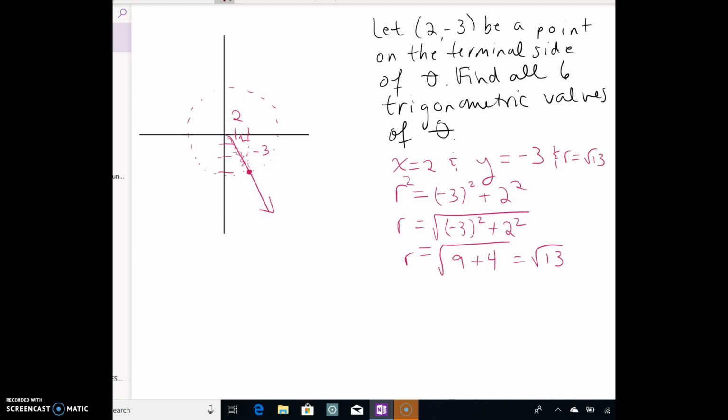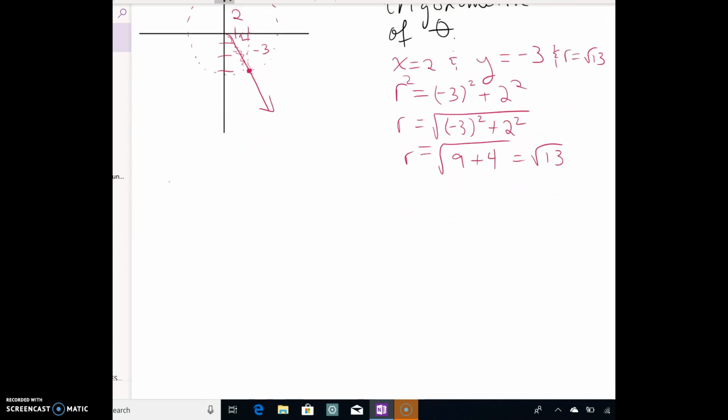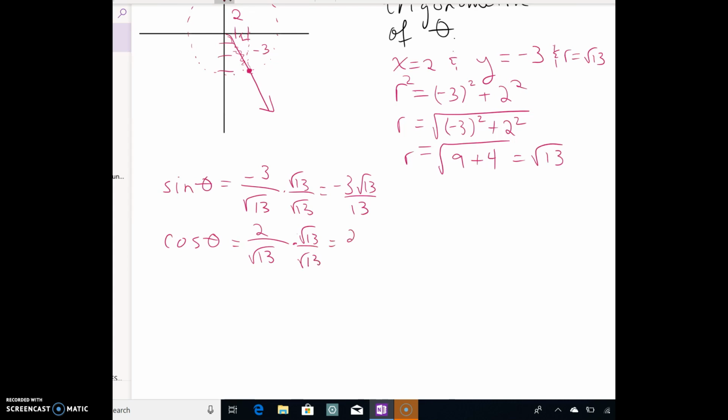So let's find all of the 6 trigonometric values for theta over here. So the sine of theta. Well, sine is y over r. Y is negative 3. R is the square root of 13. We rationalize that, and we end up with negative 3 square root of 13 over 13. Cosine of theta, cosine is x over r. We know x is 2. We know r is the square root of 13. We rationalize that again, get rid of the radical in the denominator, and we have 2 square root of 13 over 13. Tangent of theta, tangent is y over x, so we have negative 3 over 2.